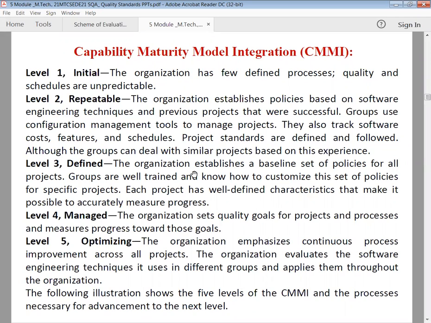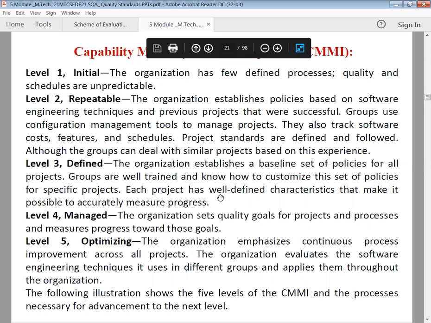And level 3 is defined. The organization establishes a baseline set of policies for all projects. Groups are well trained and know how to customize this set of policies. So the various teams in your project will have well-defined norms and they are well trained. Each project has well-defined characteristics that make it possible to actually measure the progress. So if you are following well-defined characteristics, standards and methods, and the best practices, then we will get the best result.